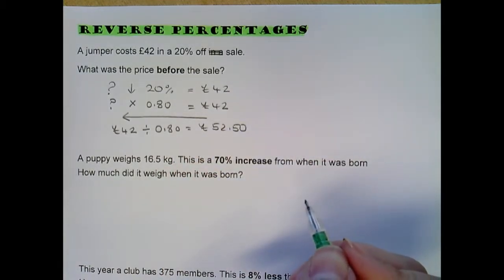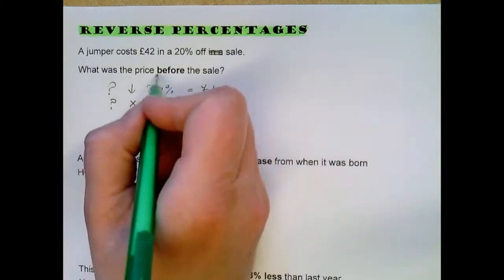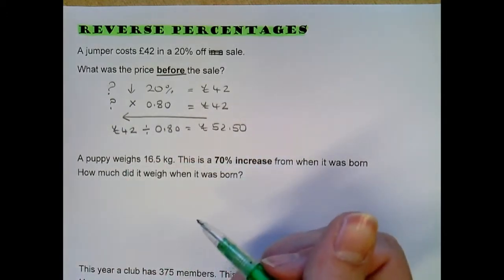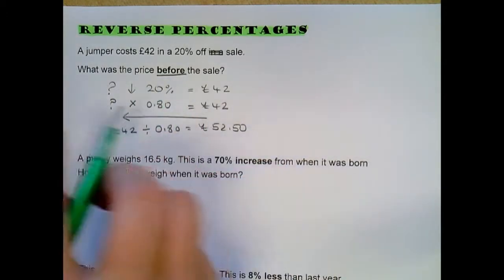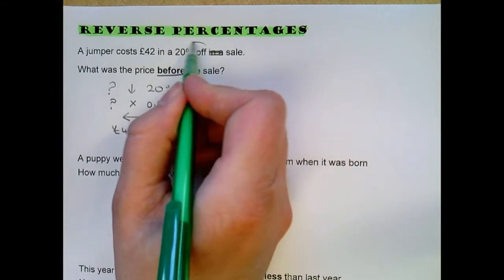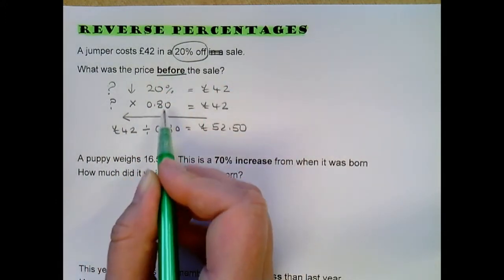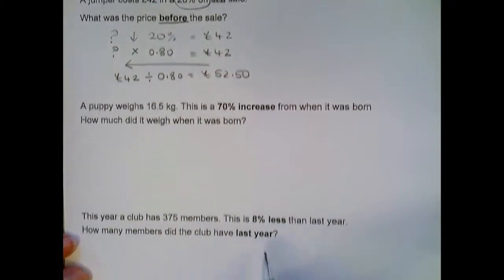Okay, so you need to be really, really careful with these reverse percentages. So look for a clue in the question, things like what was the price before the sale, what was the initial amount, that sort of thing. So you write it down as if you were going forward. So 20% off is 0.80, and then you divide by 0.80 instead of timesing by it.